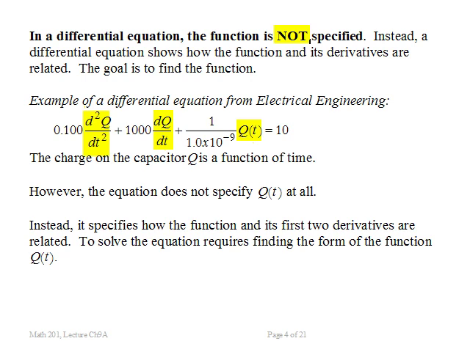It does not specify the functional form of Q of t. Instead, it specifies some relation between the function Q and its derivatives. The goal is to find the form of the function Q of t. Find out if it's an exponential. Find out if it's a polynomial. Find out if it's sinusoidal. That's the goal of a differential equation.